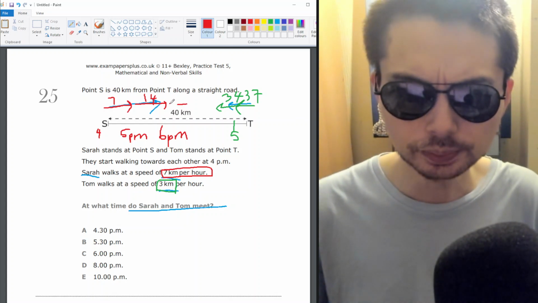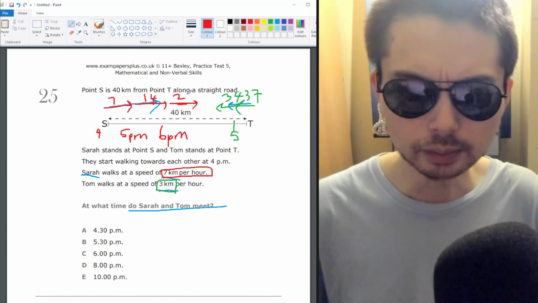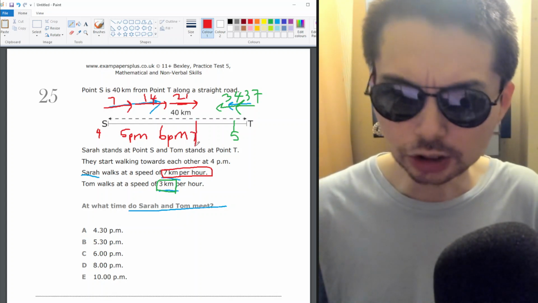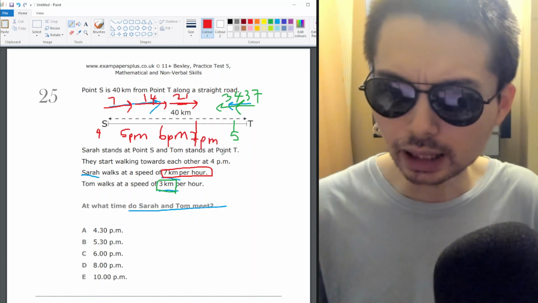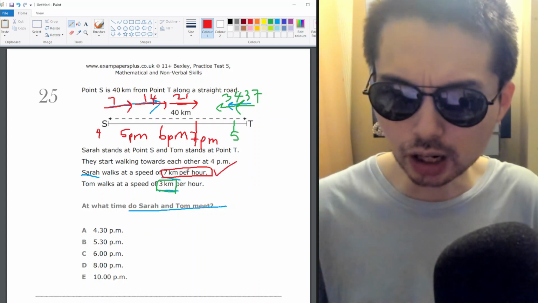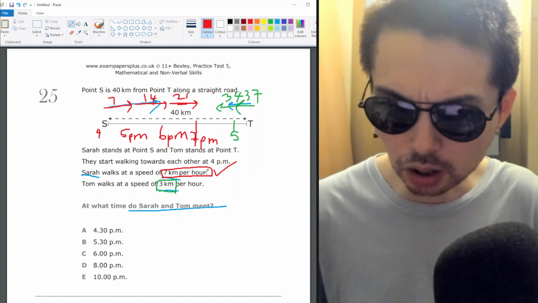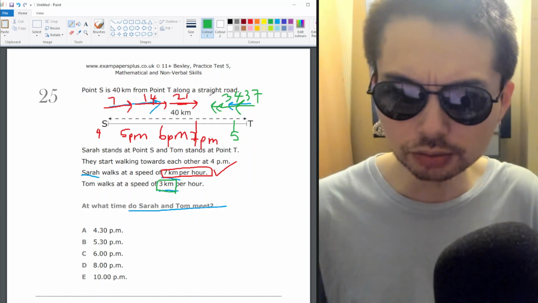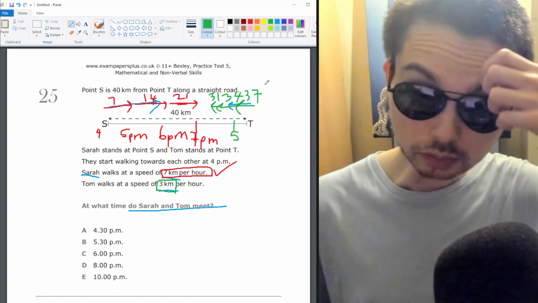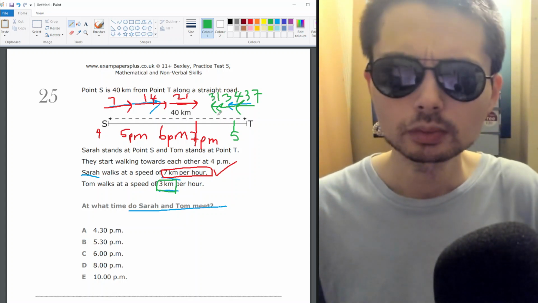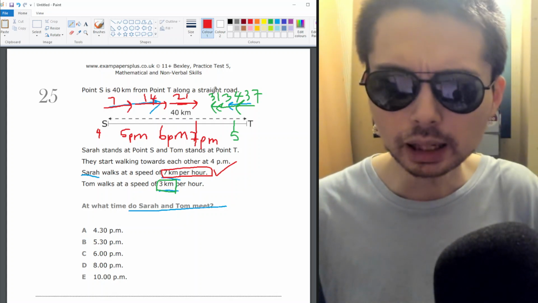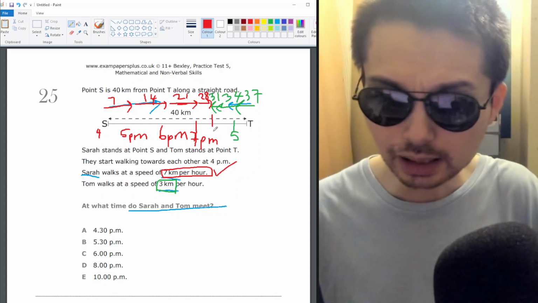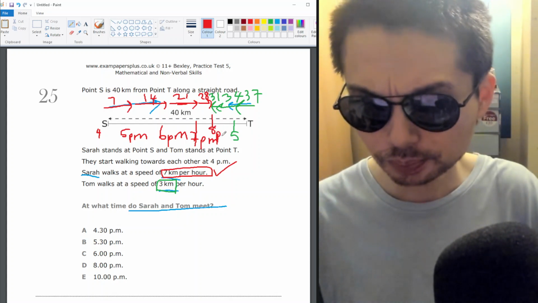Sarah goes again. 21, because 14 plus 7 is 21, and now it's 7 p.m. It just keeps going up by 1 hour because that's exactly what's happening here. Sarah, every time, moving 7 kilometers per hour. Tom, here. 34 minus 3 will be 31. So 7 p.m. here. And now one more time. 21 plus 7. That'll be 28. That'll be 8 p.m. And this is just an absolutely perfect moment.